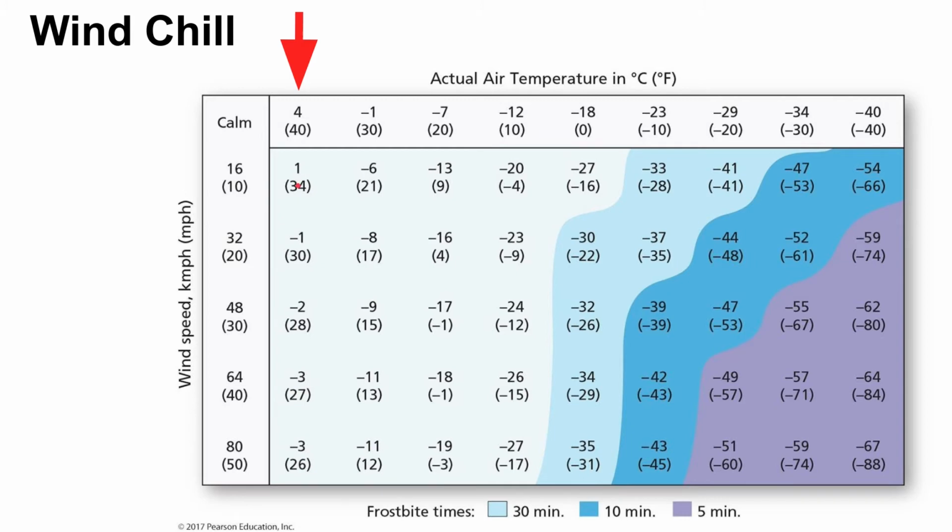So if it was 4 degrees Celsius outside and it was calm, the temperature would be 4 degrees. If it was 4 degrees Celsius with a 16 kilometer an hour wind, the temperature would be 1 degree Celsius. If it was 4 degrees with a 64 kilometer an hour wind, the temperature would be -3 Celsius.